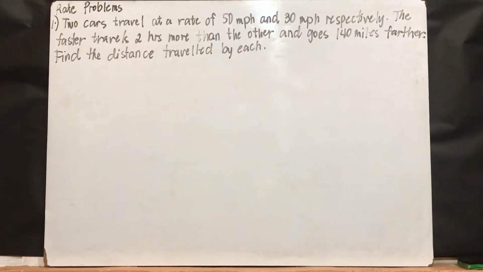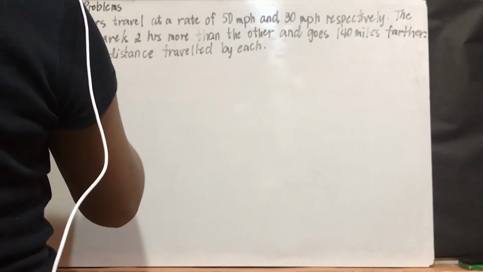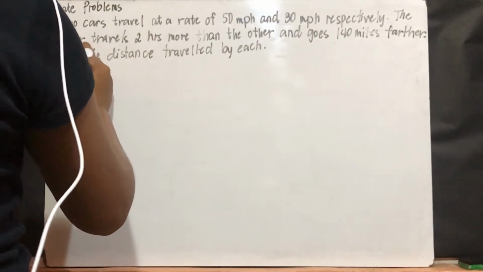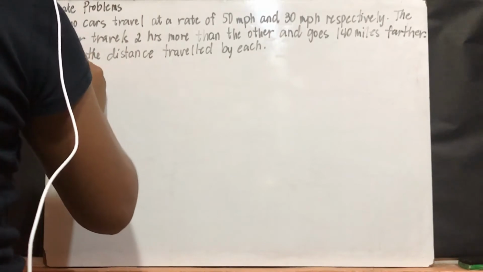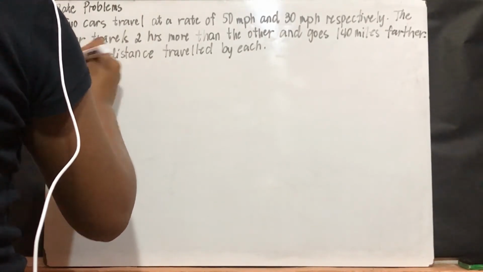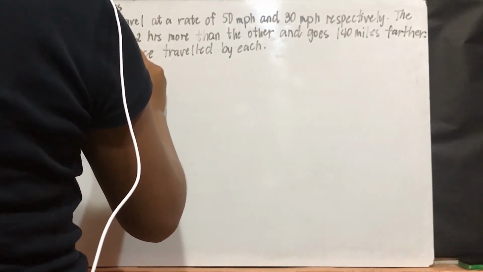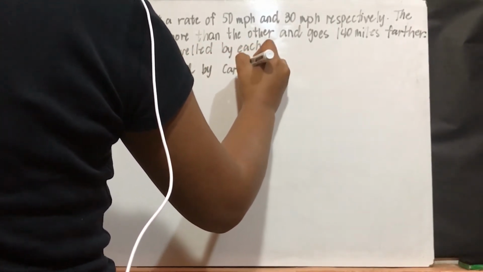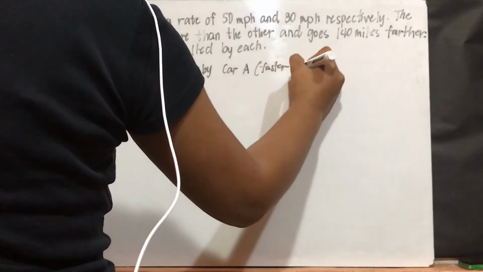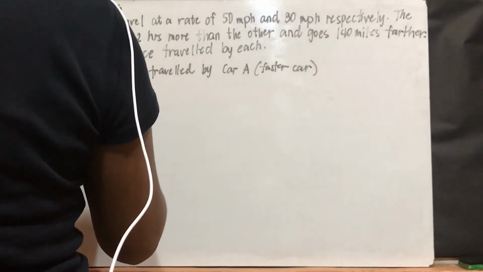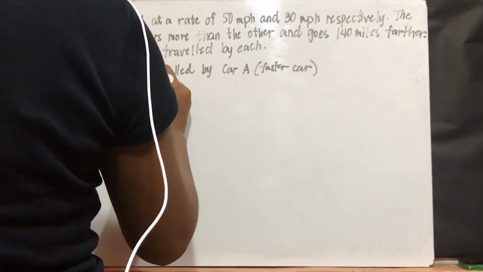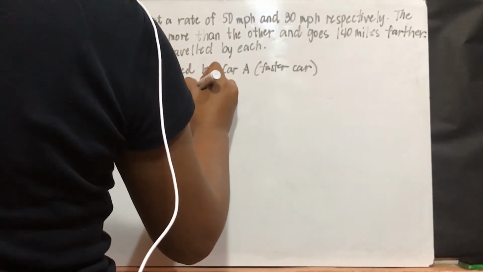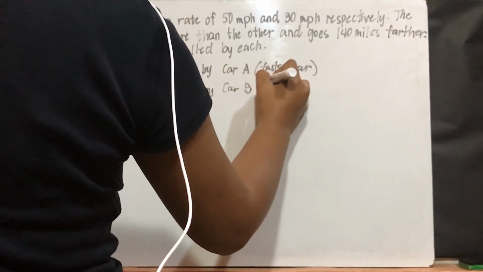So in solving rate problems, it is important na i-draw mo or illustrate mo yung mismong problem. Gawa ka ng diagram ganun. So mag-draw muna tayo. Mag-let muna tayo. Let x be the distance traveled by car A, which is yung faster car. And let x minus 140 be the distance traveled by car B, which is yung slower car.